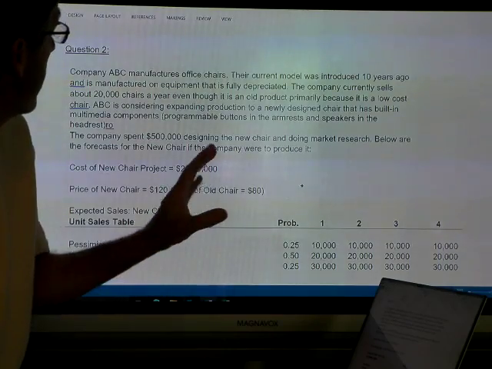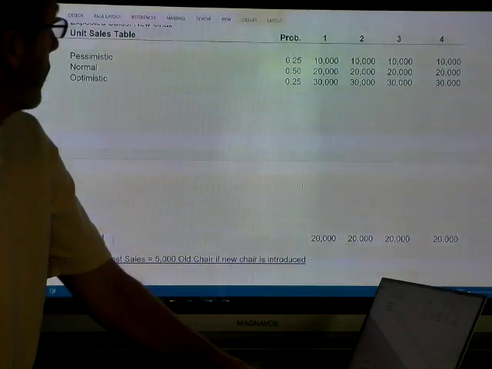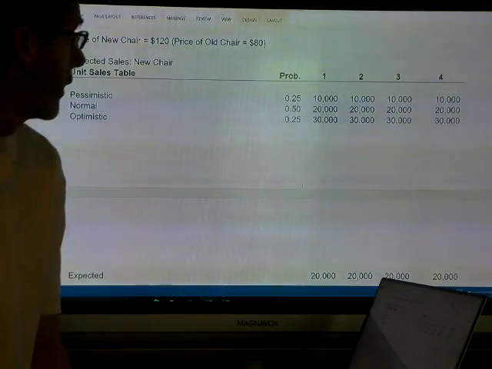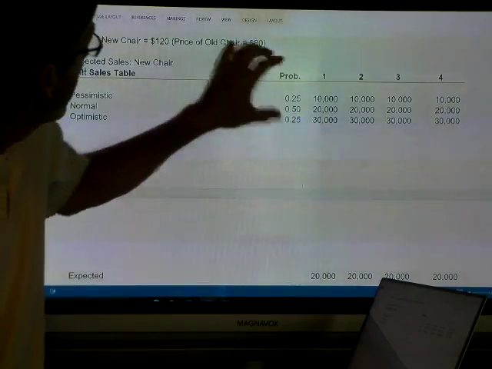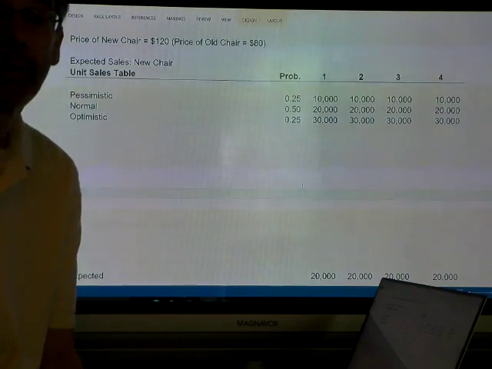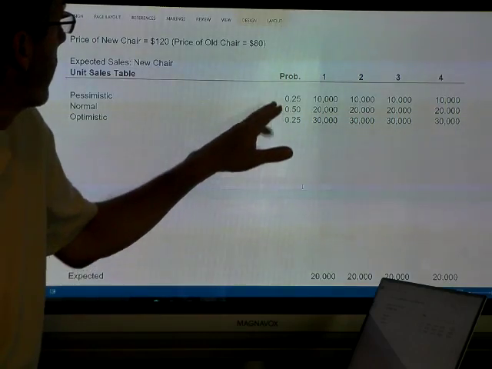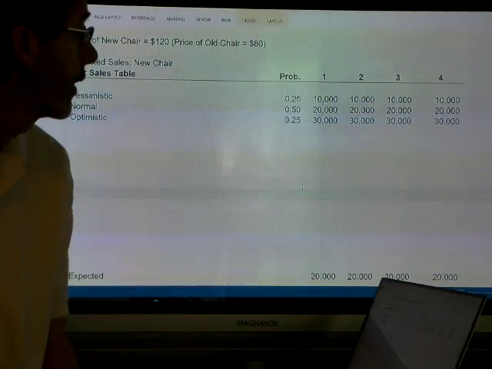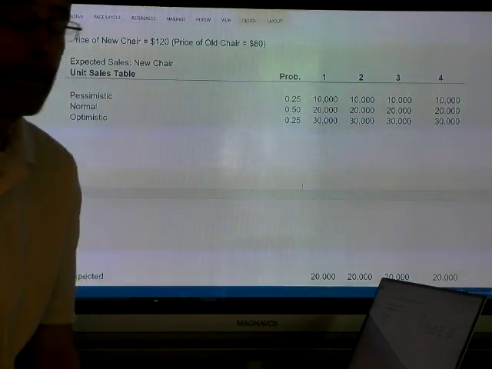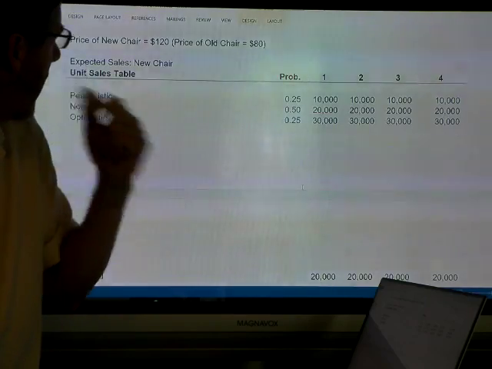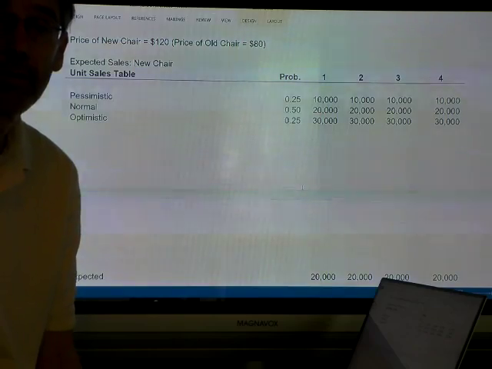Okay, so this project, what we're given is some numbers for what we think is going to happen due to the new project. And one of the twists that I like about this example is that our numbers are not a guarantee for what the sales are going to be. Instead, it is a probability distribution. The pessimistic result is that in years 1, 2, 3, 4, we will sell 10,000 chairs. There's a 25% chance of that happening. There's a 50% chance we will sell 20,000 chairs and a 25% chance that we will sell 30,000 chairs.